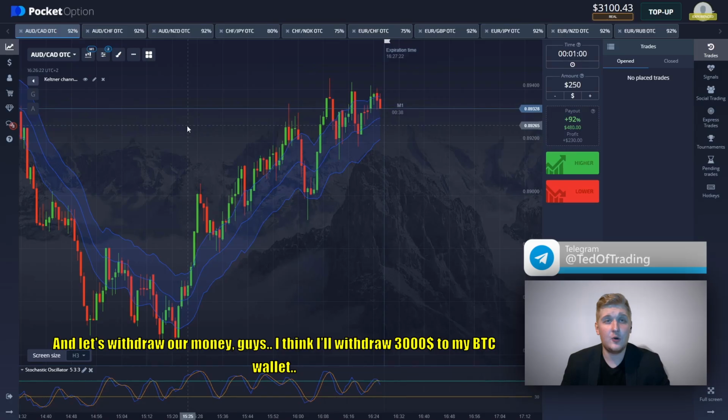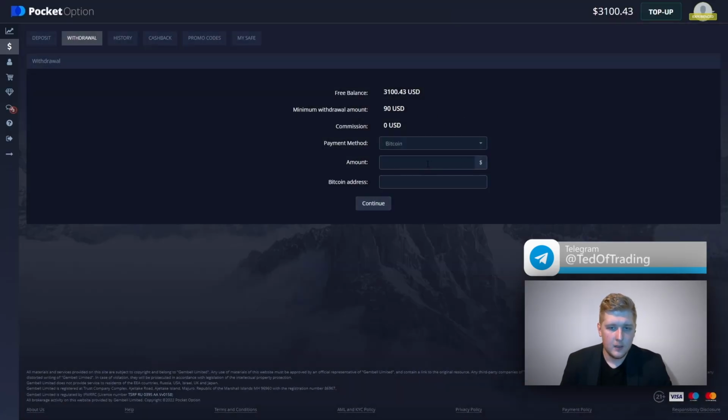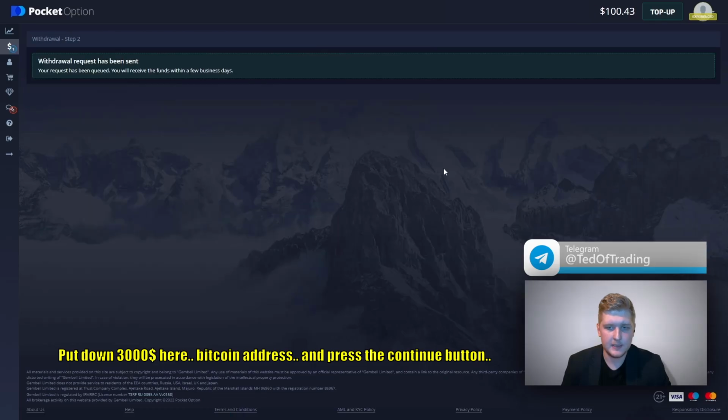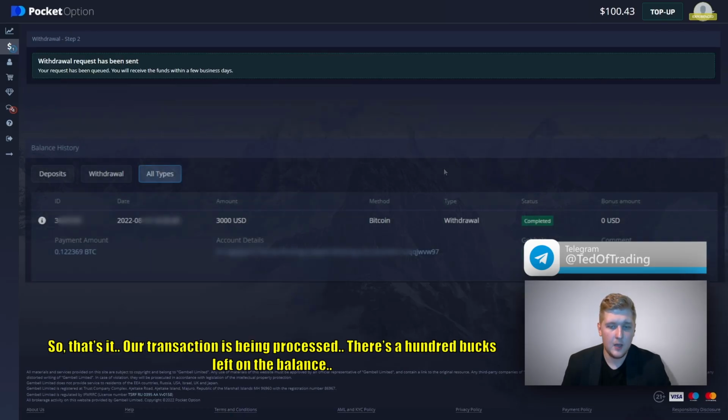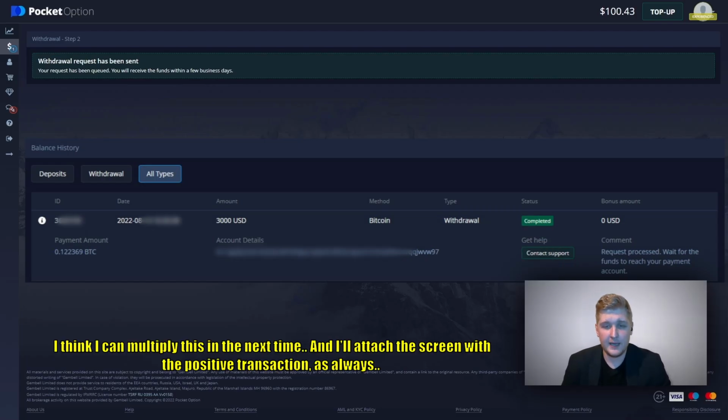And let's withdraw our money, guys. I think I'll withdraw $3,000 to my BTC wallet. Put down $3,000 here, Bitcoin address, and press the continue button. So that is it, our transaction is being processed, there is $100 left on the balance. I think I can multiply this next time.